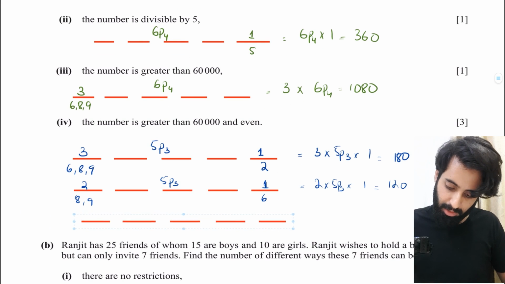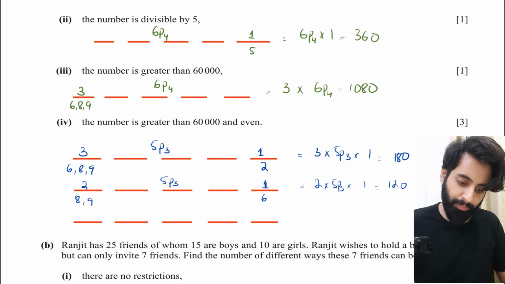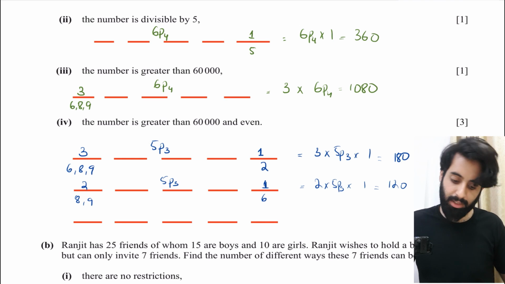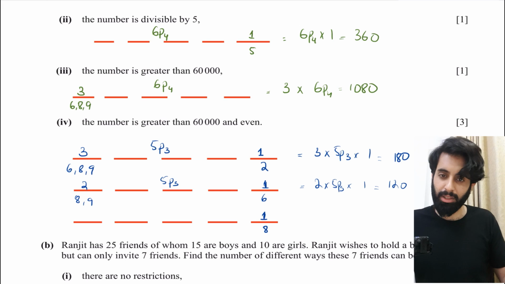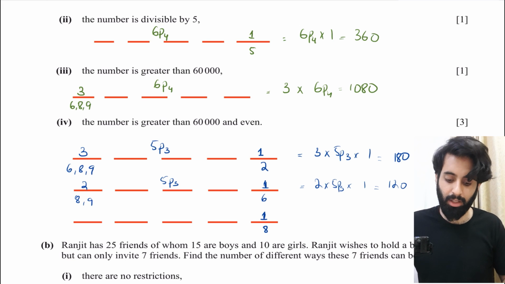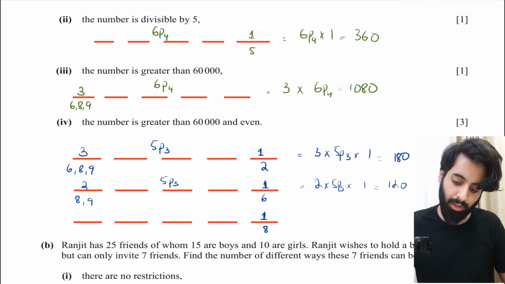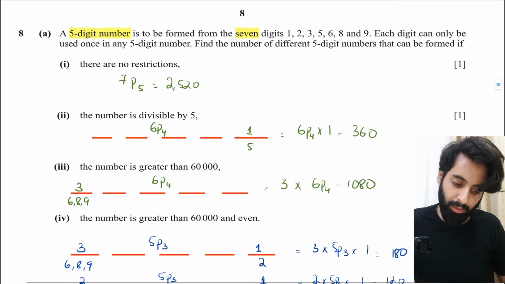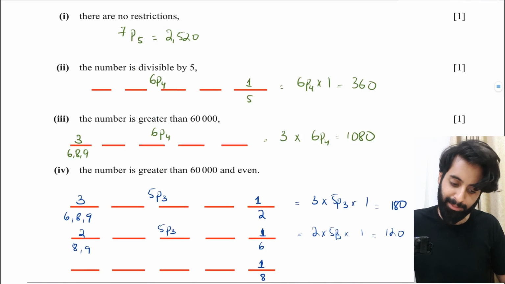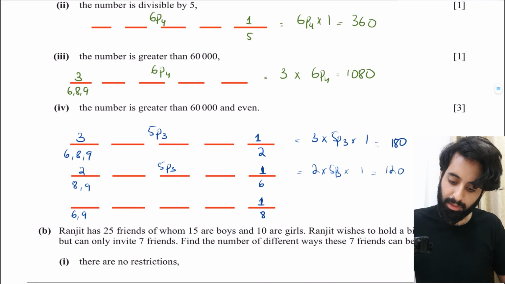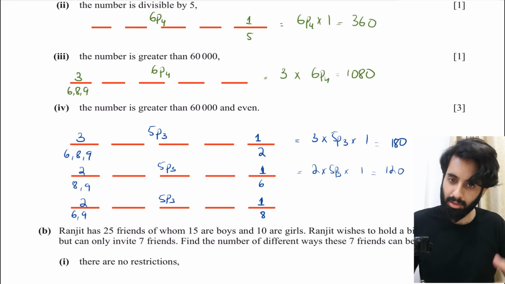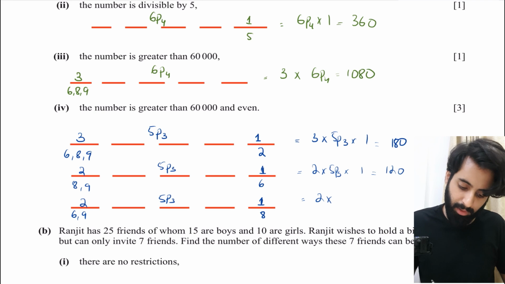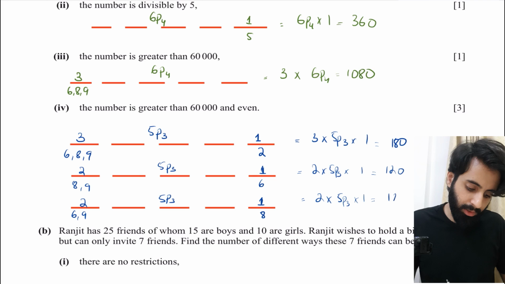So this time, what is the number that I'm going to fix as my units digit? It's 8. Okay, because that's the only number that I'm left with, which when fixed as the units digit will make the number even. So for the first digit, that means we have 6 and 9 to work with. So that means we have 2 options. And again, for the remaining 3, we have 5p3. This is just a repetition of the previous condition. So 2 times 5p3 times 1. So that's also going to give us 120.